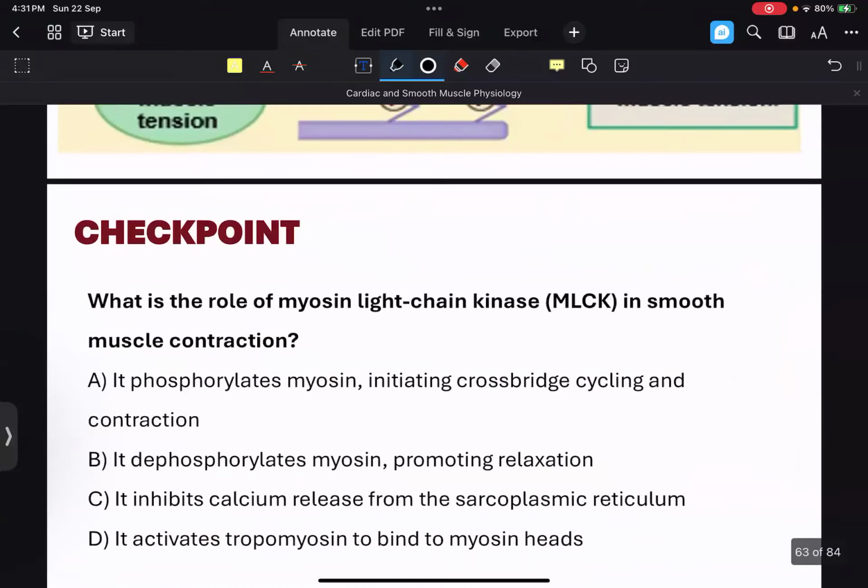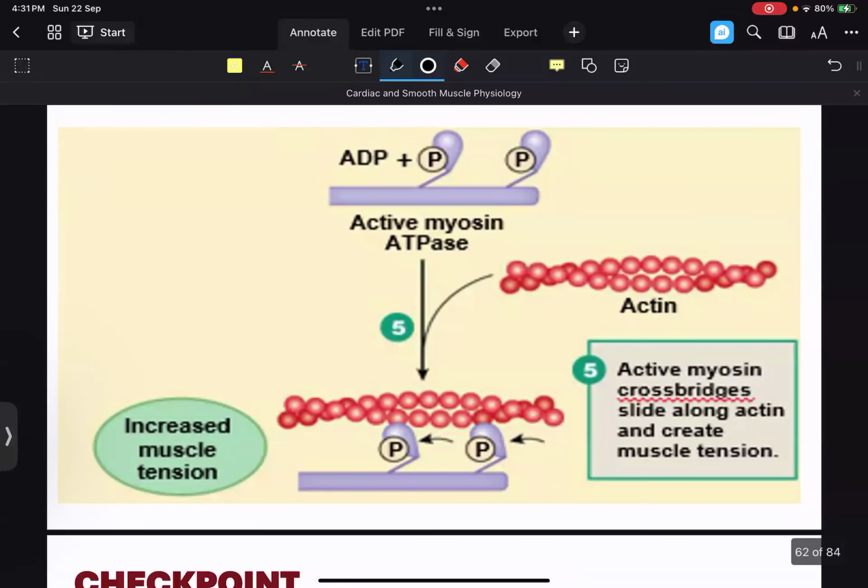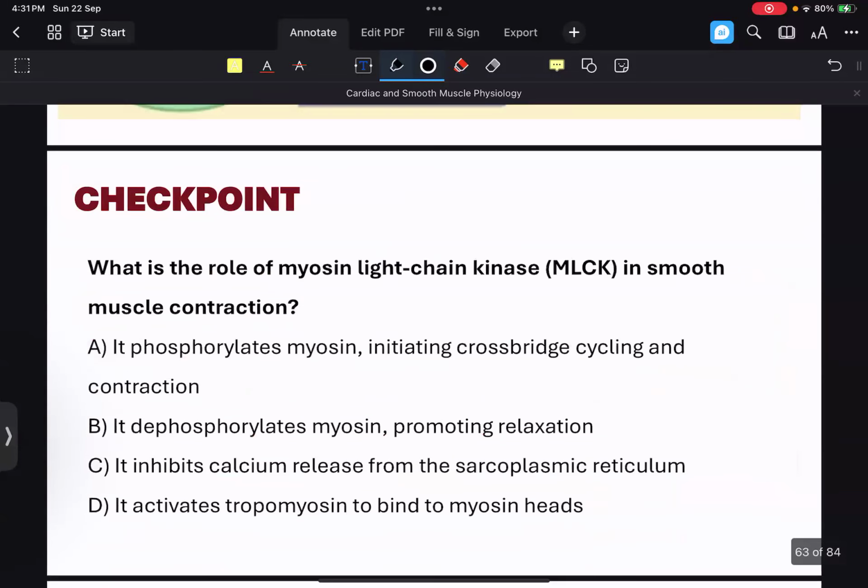Is that clear for everyone? I can repeat if anybody wants me to repeat. Okay, perfect. I think we are clear, unless someone asks me to repeat. Okay, just to check, can you quickly solve this question for me? Yes, perfect. Amazing, you got it. It is A. So it phosphorylates myosin, therefore activating it.